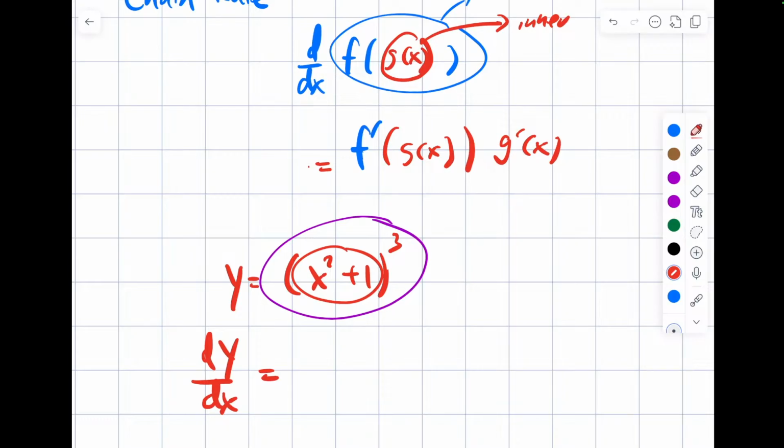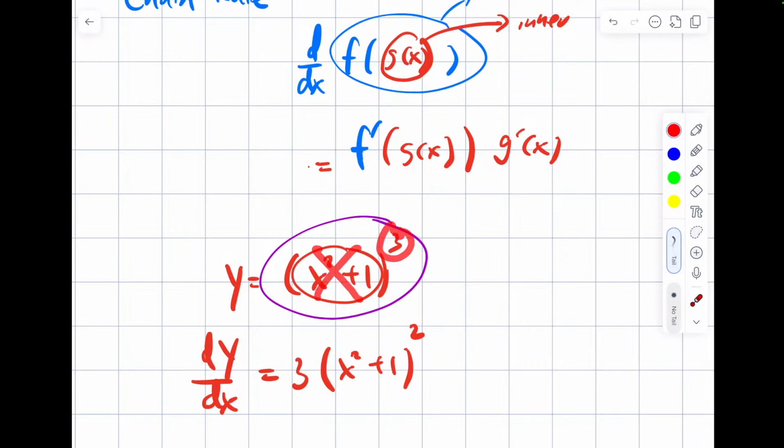So let's take a derivative of the first layer. The first layer is going to be 3 times x squared plus 1 to the second power. Why? Because I just imagine that this is a big, huge x, right? If I take a derivative of x cubed, what will happen? The 3 drops in the front, the power becomes 2, so 3x squared. But the inside of the onion is still there. Now I'm going to take a derivative of the inside of the onion, which is going to be 2x. Does that make sense?